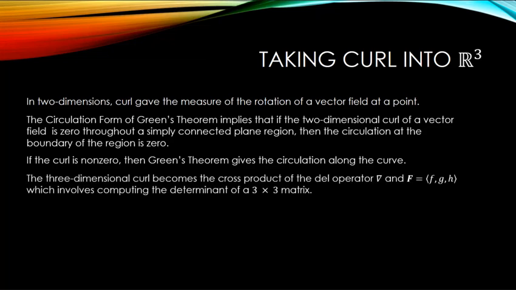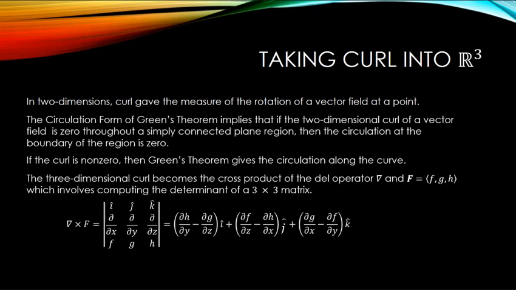In 3 dimensions, curl becomes the cross product of the del operator and F, where F is the vector field given by a vector with components f, g, h, and it involves computing the determinant of a 3x3 matrix, so that del cross F is equal to the determinant of a 3x3 matrix where the first row is populated with i hat, j hat, k hat, the second row is populated with the partial derivative with respect to x, the partial derivative with respect to y, and the partial derivative with respect to z, and the third row is populated by f, g, and h.